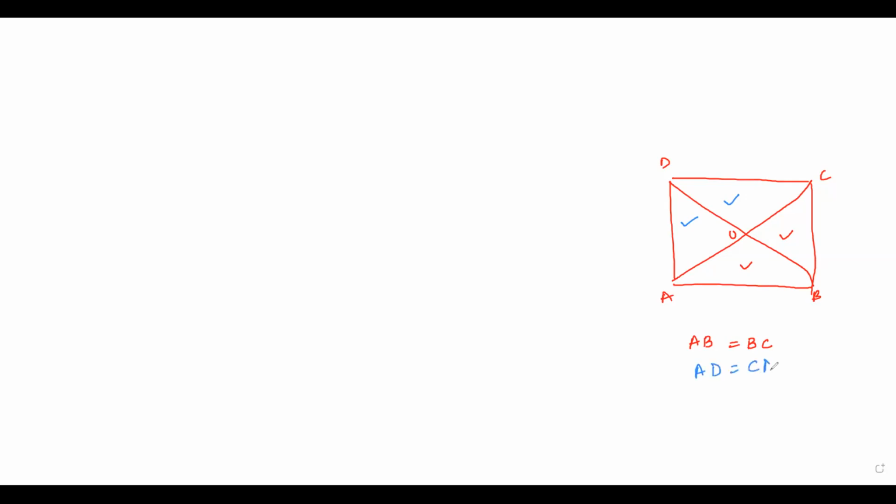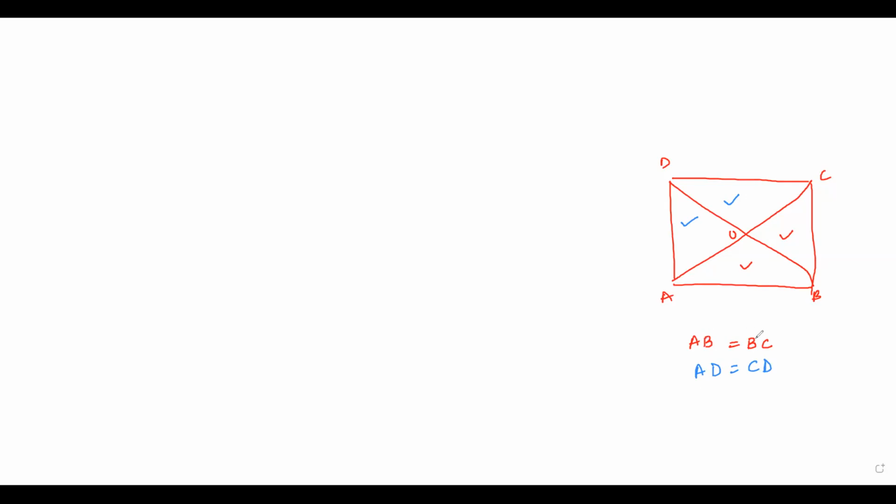Just there's a square which I'm having. A, B, C, D, right? These are the diagonals. So basically, when I'm taking this triangle and this triangle, I'm getting AB is equal to BC. Is that clear? Now, when I'm taking this triangle and this triangle, I'm getting AD is equal to CD, right?